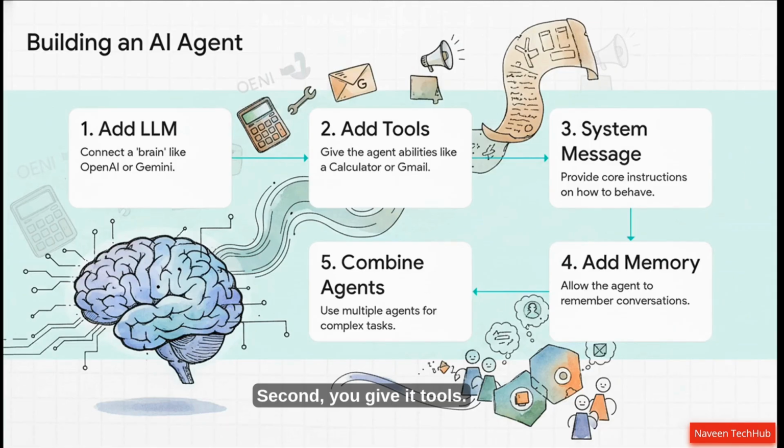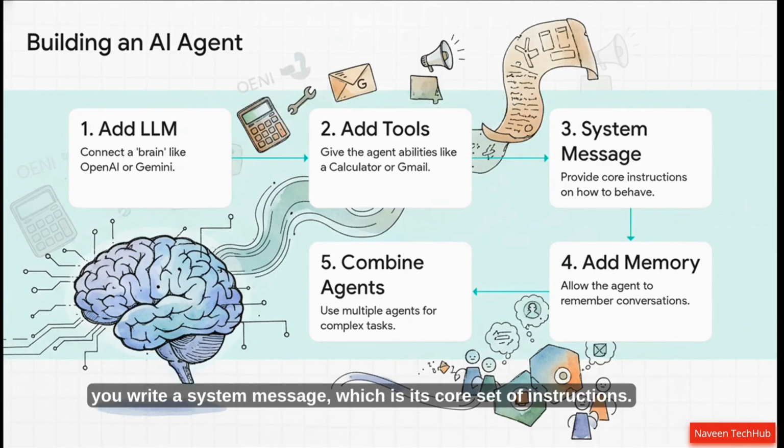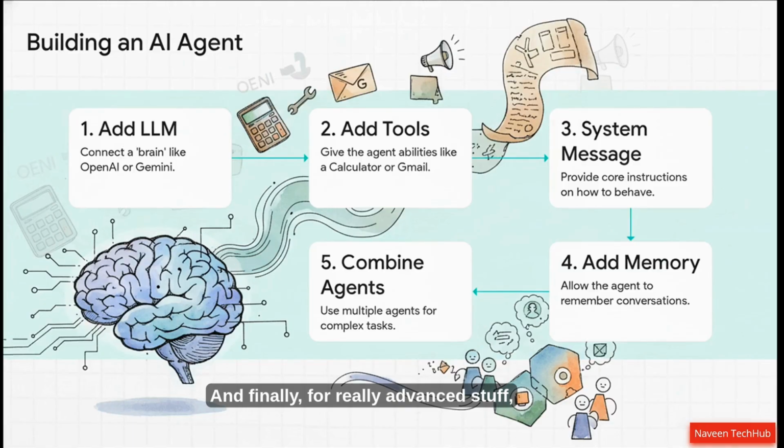Second, you give it tools. These are the actions it can actually perform, like using a calculator or checking your Gmail. Third, you write a system message, which is its core set of instructions. Fourth, you add memory, so it can remember what you've talked about. And finally, for really advanced stuff, you can even combine multiple agents.